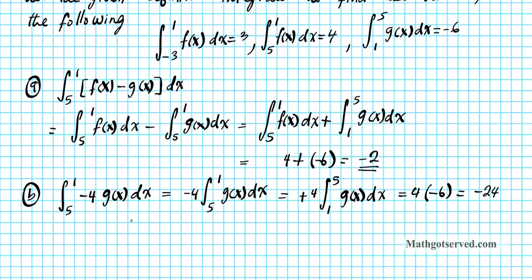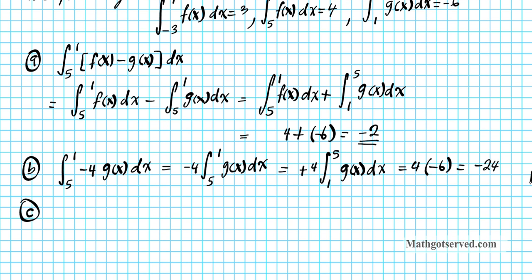All right, let's take a look at part C. Now, what if we are asked to find the definite integral from negative 3 to 5 of 1/5 of g of x dx? All right. Well, actually, it's not g of x. Let's do f of x. F of x dx.